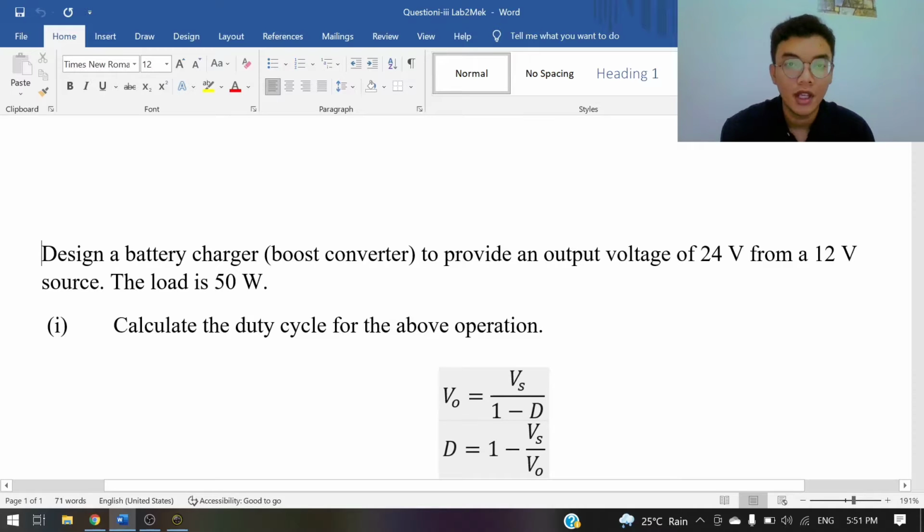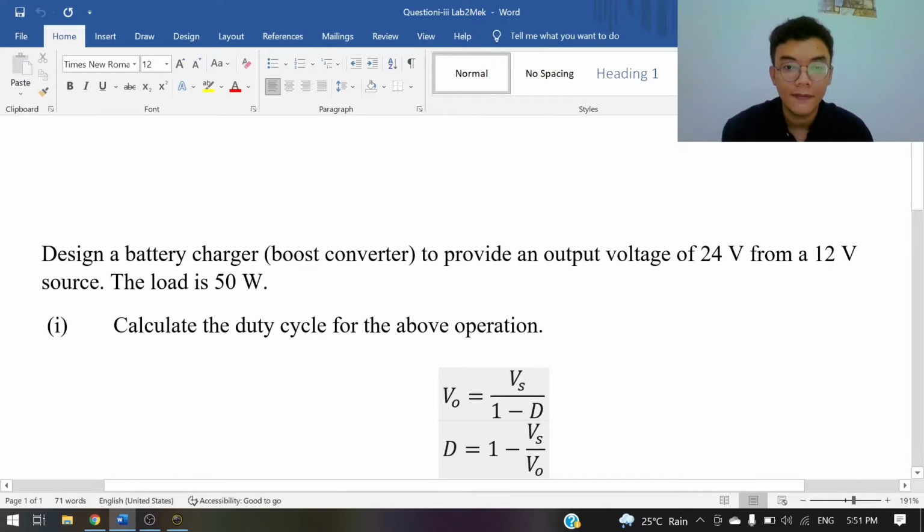So, today I will explain about the calculation of this lab. Design a battery charger, a boost converter to provide an output voltage of 24 volt from a 12 volt source. The load is given 50 watt. So calculate the duty cycle for the equation operation.